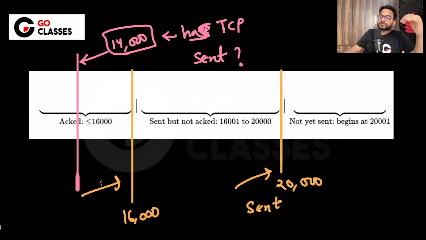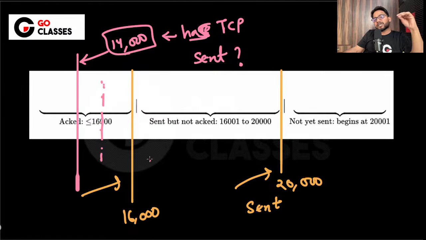In TCP, you start with some initial sequence number. So you don't know whether the initial sequence number is less than 40,000 or greater than 40,000. Maybe the initial sequence number is 15,000, right? So you don't know whether the 14,000 has been sent or not. It doesn't start with zero. It need not start with zero basically, right?